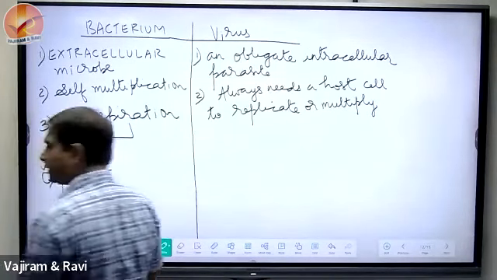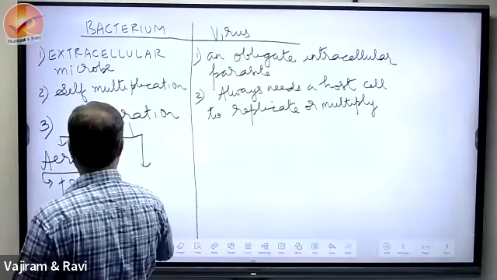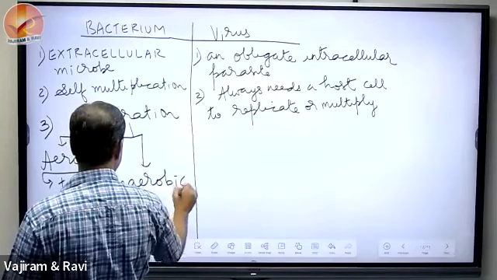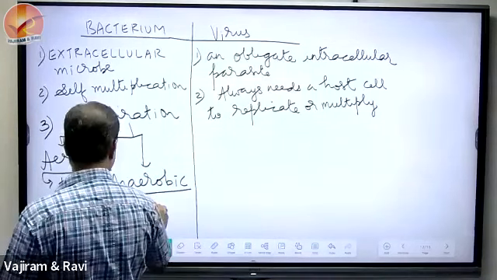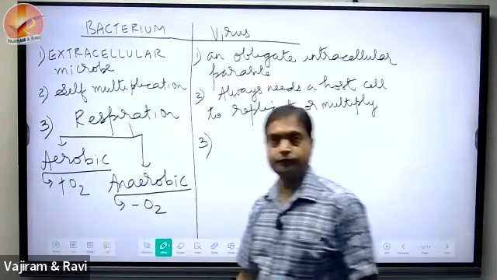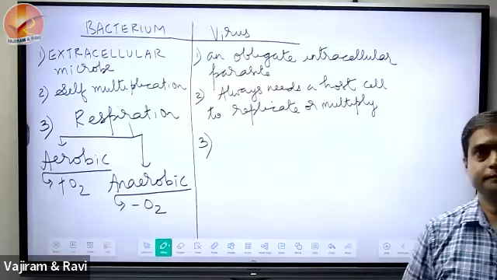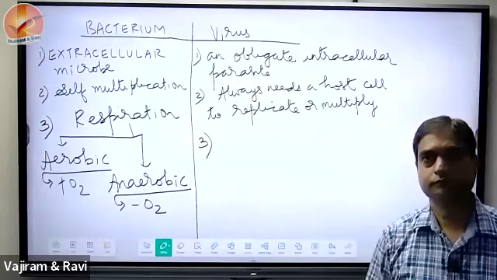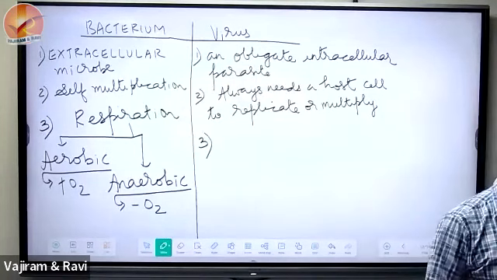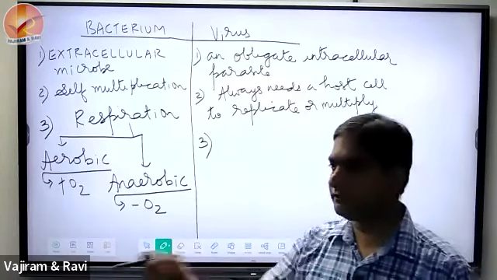The third point you are writing is on respiration. Both aerobic and anaerobic respiration. Now, what respiration can we write for a virus? We have written for bacteria, it could be either aerobic in presence of oxygen or anaerobic in absence of oxygen. What respiration do we write for a virus?